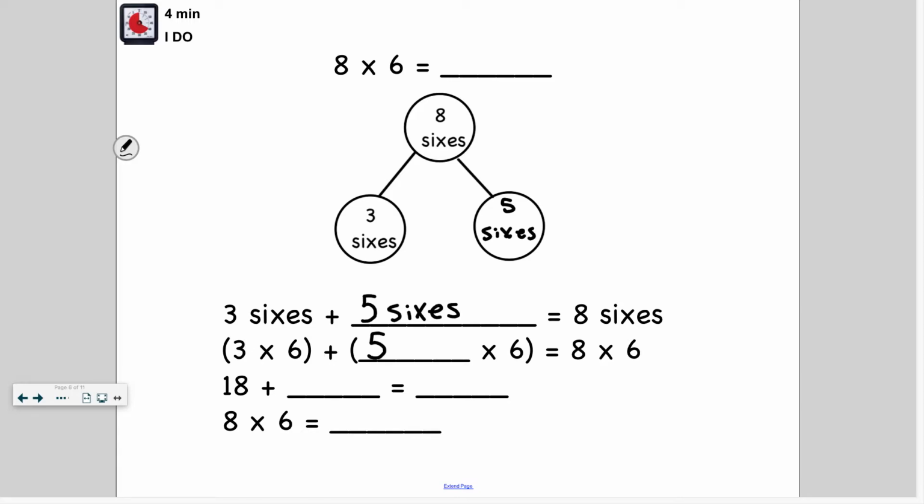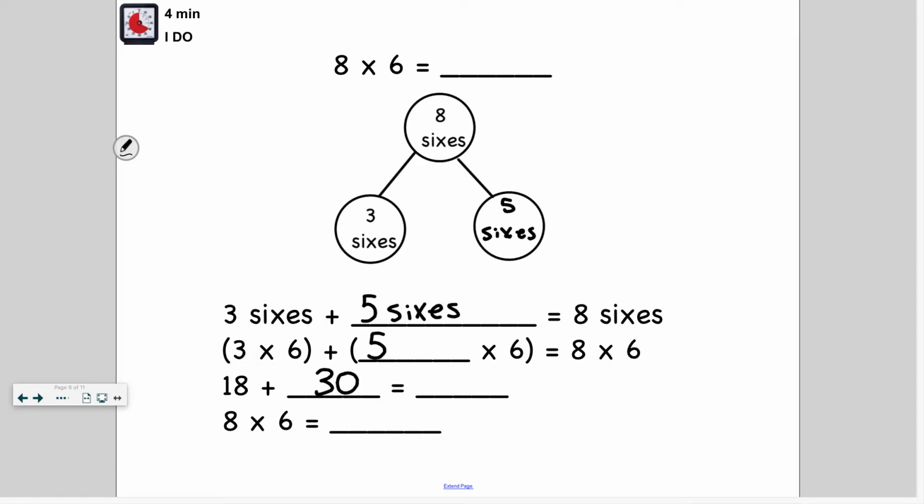They've already solved 3 times 6 is 18. So now I want to solve 5 times 6. So I'm going to skip count by 5s because that's just easier for me. And I'm going to skip count by 5s 6 times. 5, 10, 15, 20, 25, 30. So 5 times 6 is 30.